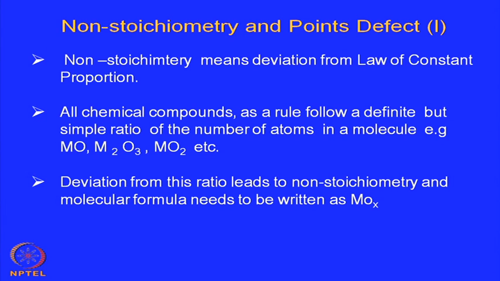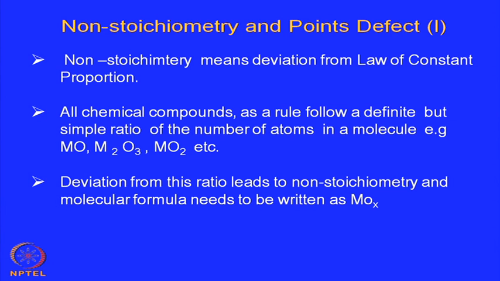Deviation from this ratio leads to non-stoichiometry, and the molecular formula needs to be written as MₓO instead of MO 1:1. It has to be written as MₓO, which denotes the exact ratio between the cation and the anion. It need not be an integer all the time.